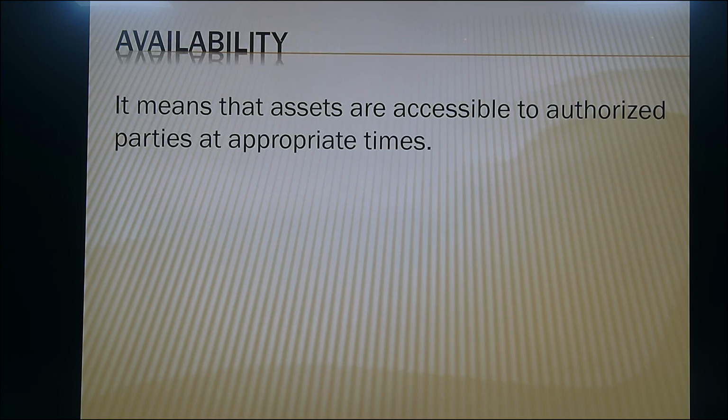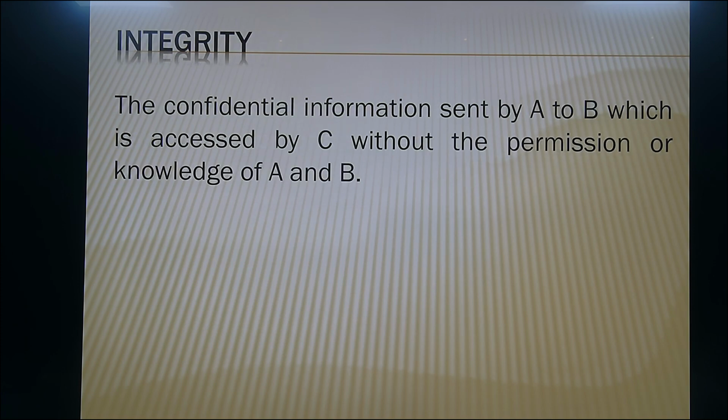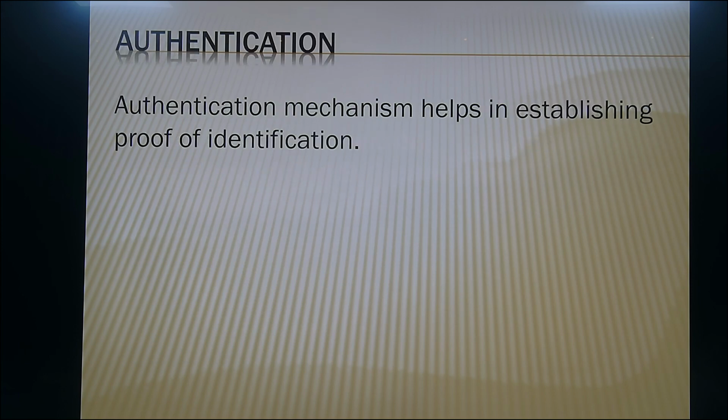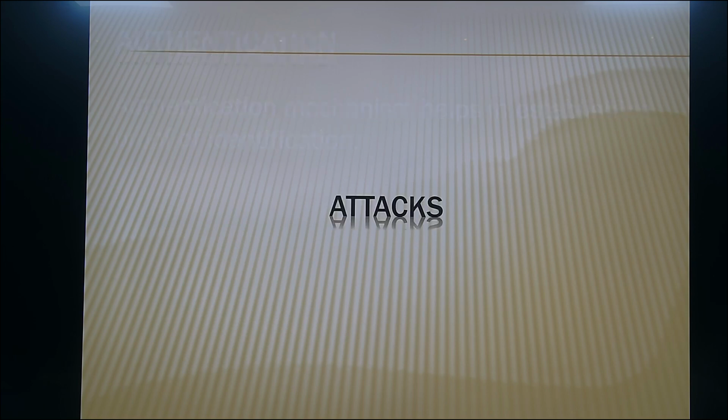Next is availability. It means that assets are accessible to authorized parties at appropriate times. Then integrity. The confidential information sent by A to B is accessed by C without the permission or knowledge of A and B. Then authentication. Authentication mechanism helps in establishing proof of identification.